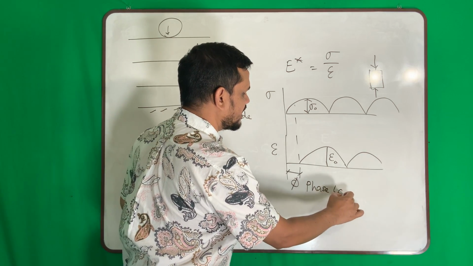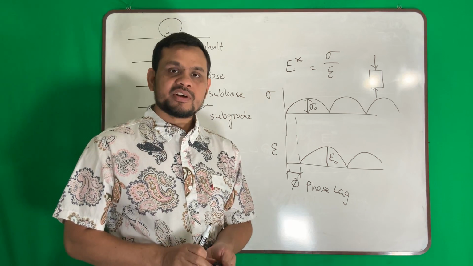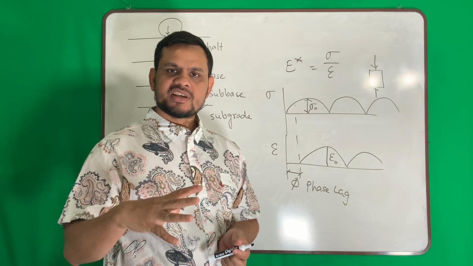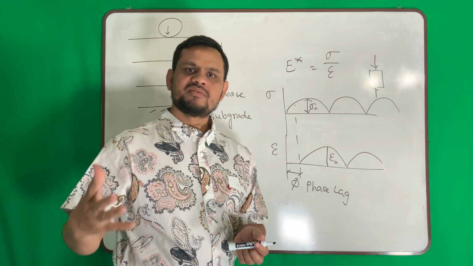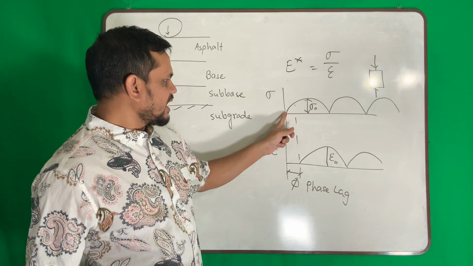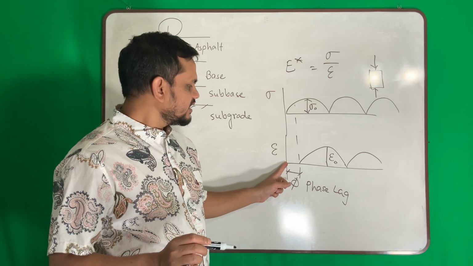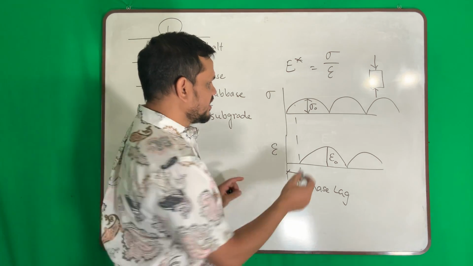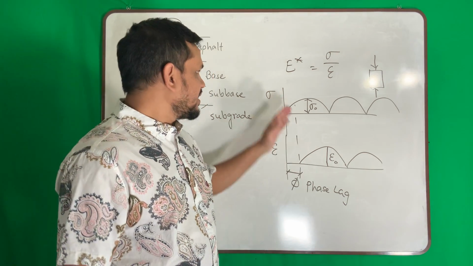Phase lag. Why is there a gap or a lag? Because asphalt concrete is a viscoelastic material. You know that in viscoelastic material, if we apply some load, it takes some time to deform. That lag is called phase lag. So whenever we apply stress, it will not create strain instantly. It will create strain after some time. That is called phase lag. So hopefully you understood the definition of dynamic modulus.